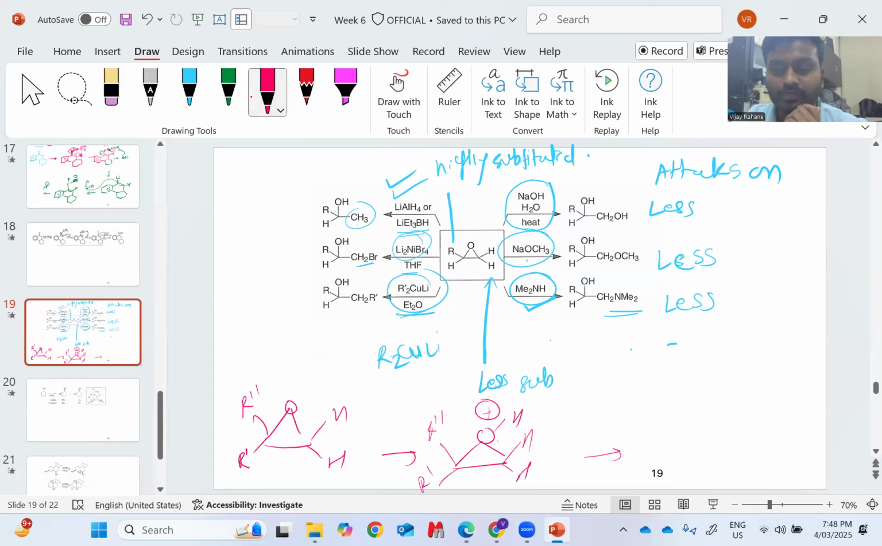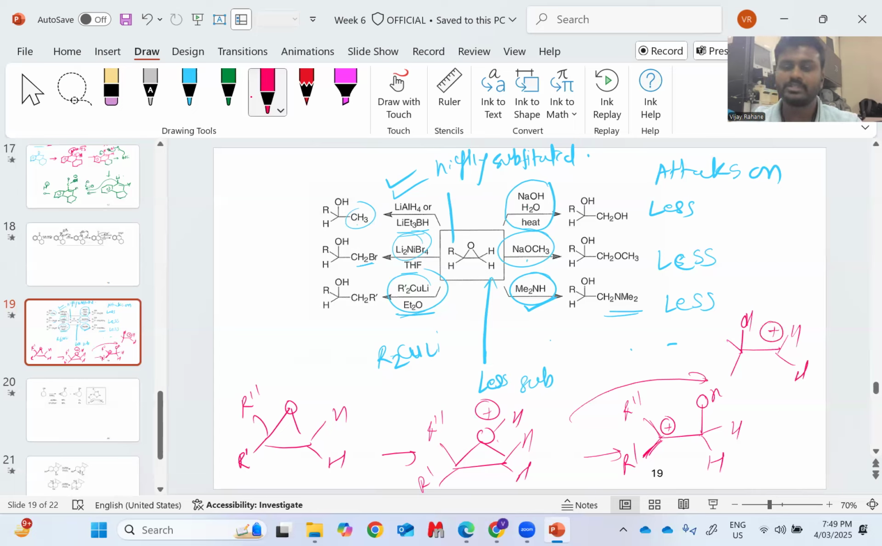So this epoxide gets opened, but now it gets opened from the side which is highly substituted, because of the stability of this cation. You can see this cation is highly stable because it's a trisubstituted tertiary carbocation. So that's why it is highly stable. But if you open it from the other side, then this carbocation is a primary carbocation, which is obviously unstable. So in this case, the epoxide opens from the side which is highly substituted.